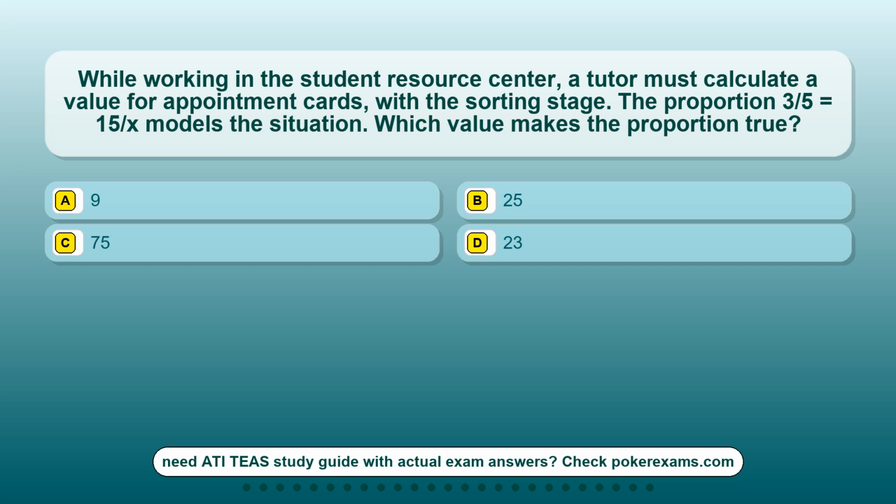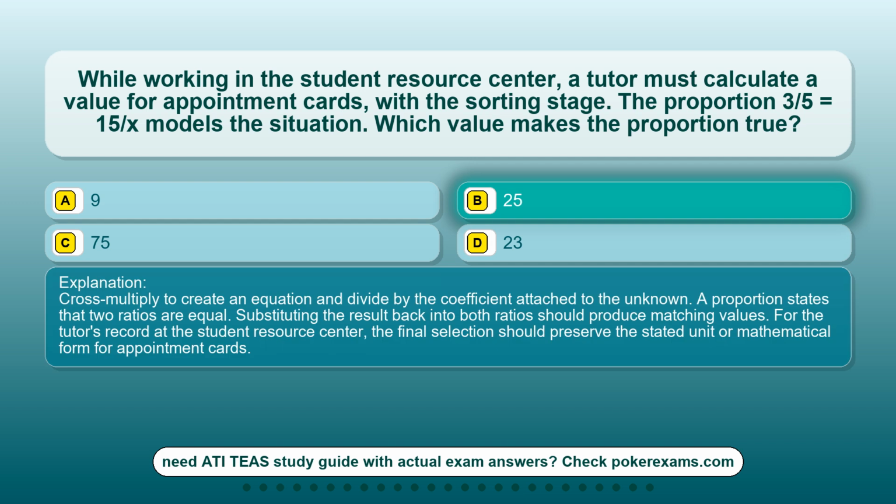Question 4. While working in the Student Resource Center, a tutor must calculate a value for appointment cards, with the sorting stage. The proportion 3/5 equals 15/x models the situation. Which value makes the proportion true? Option A, 9. Option B, 25. Option C, 75. Option D, 23. The correct answer is option B, 25.